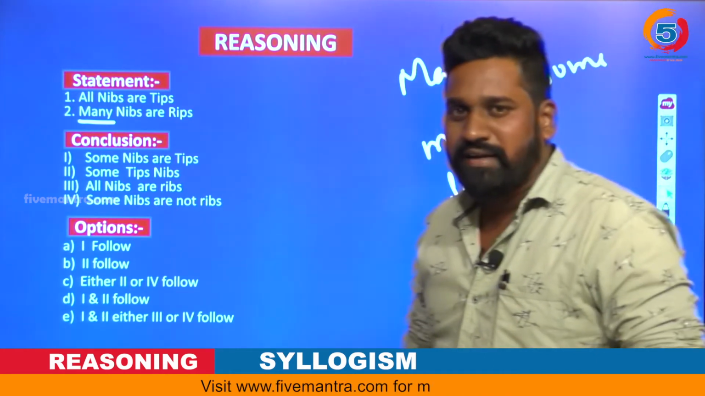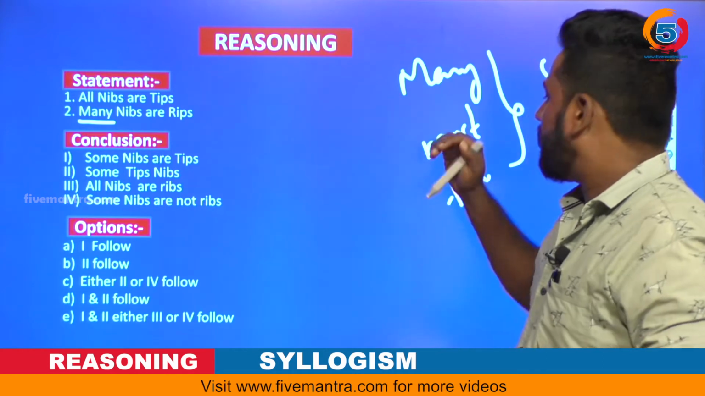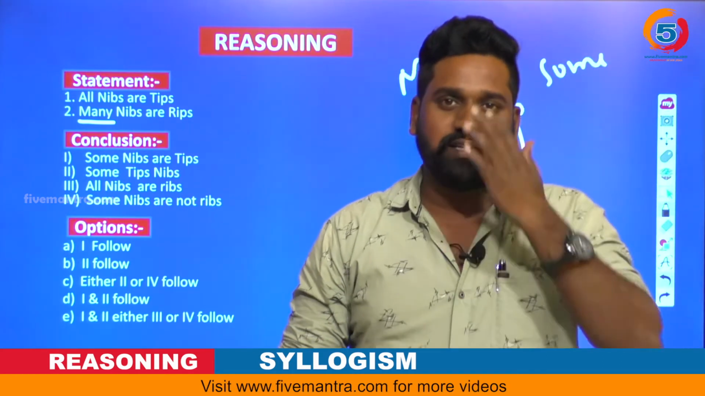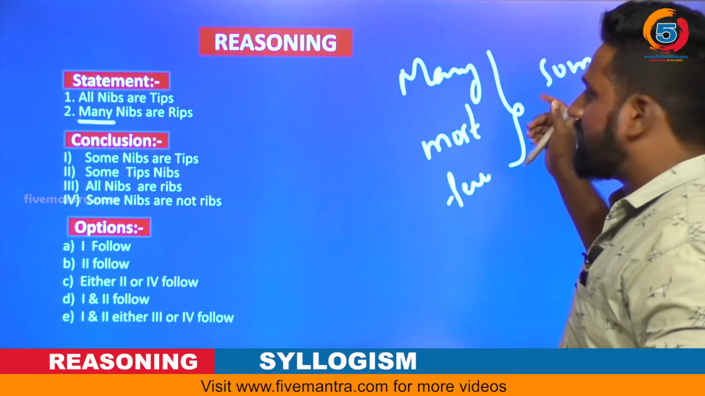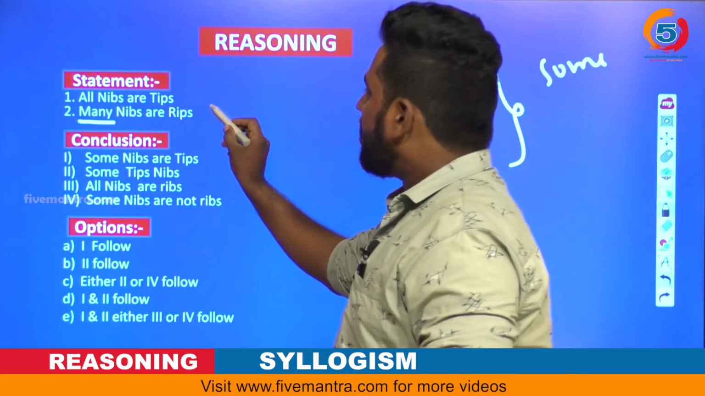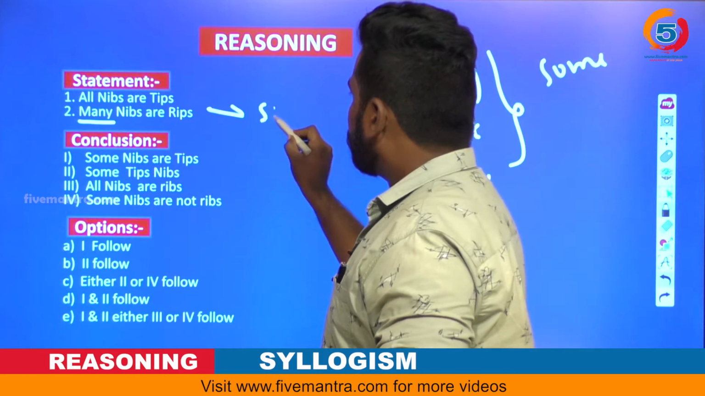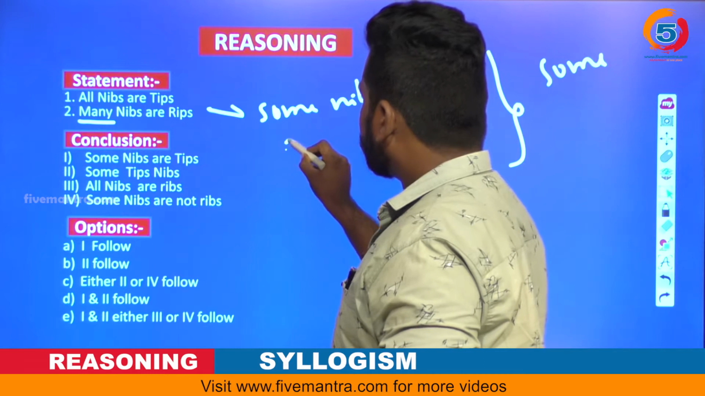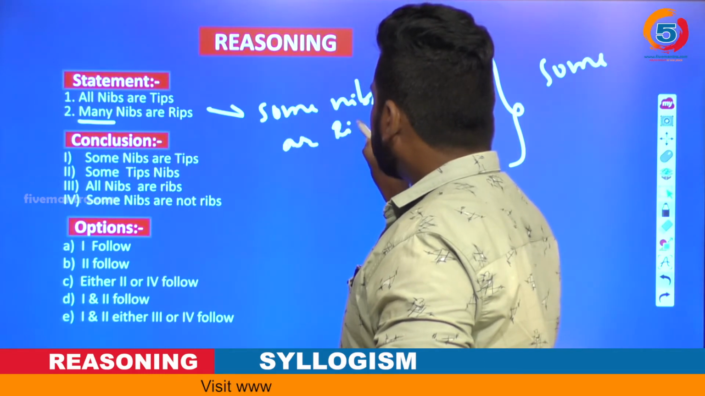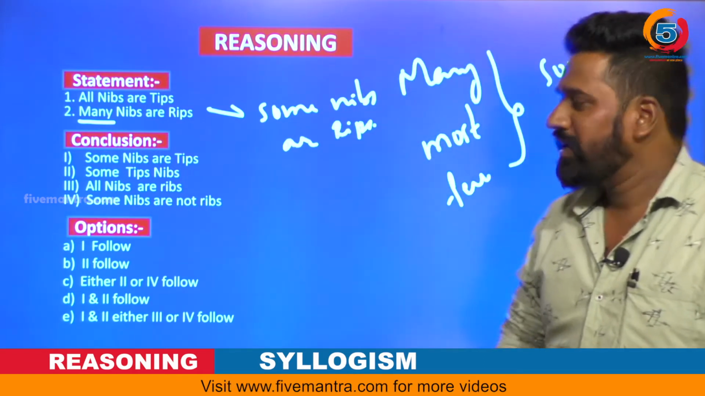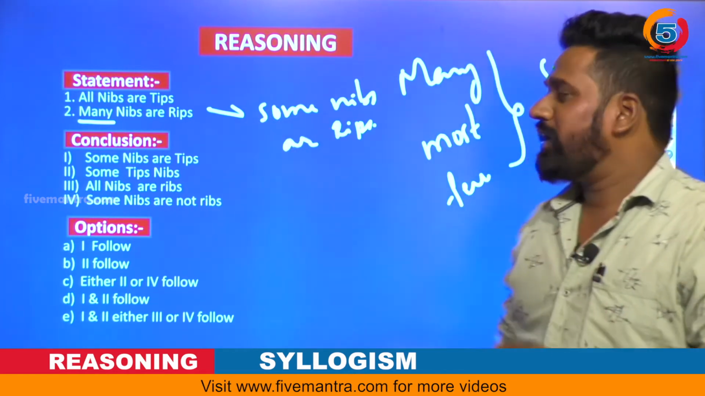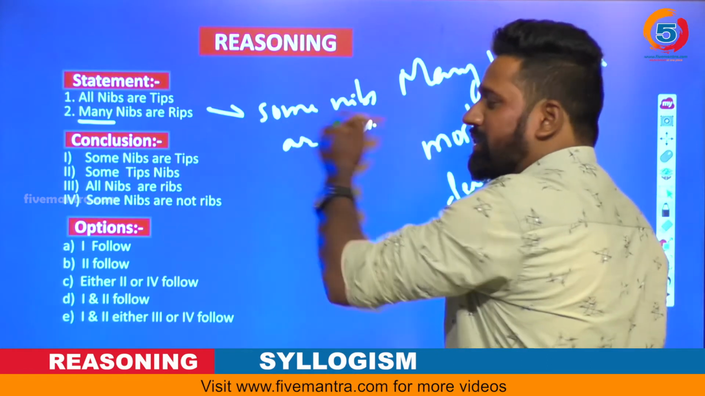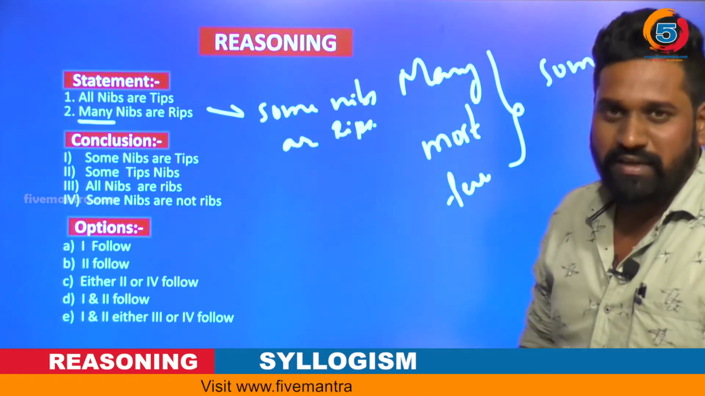In any statement, if either many or most or few words are mentioned, those three words indicate the same meaning, that is some. So that means you can write this statement as some nips are rips. That is the exact meaning of this statement, right? If some is given, you know already that is a particular positive statement. So one is a universal positive statement, another one is a particular positive statement.